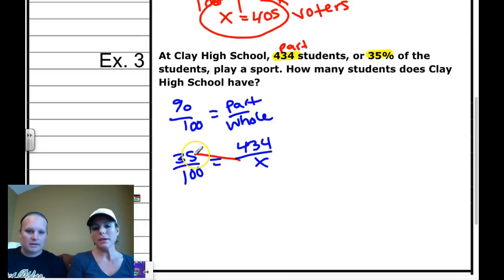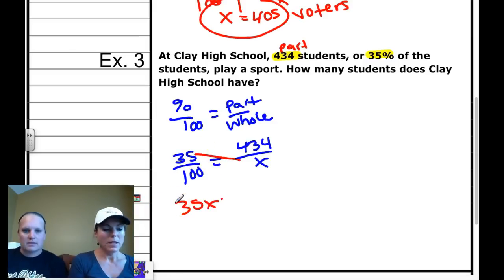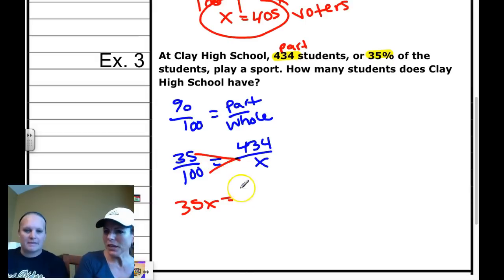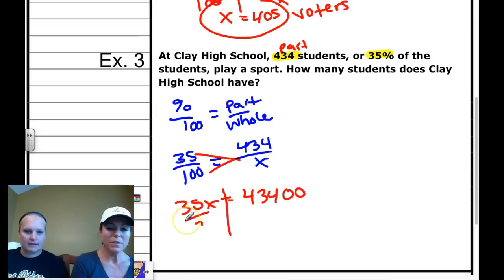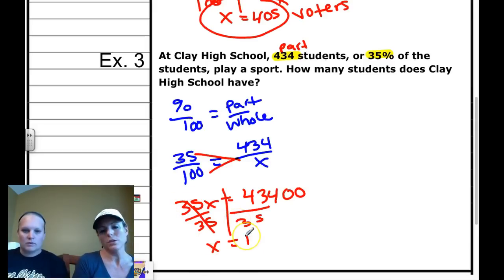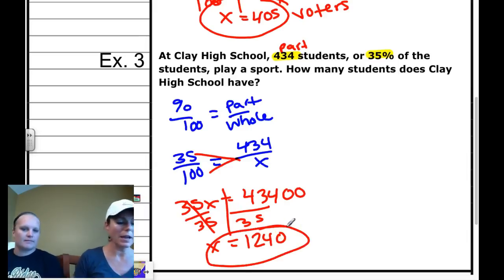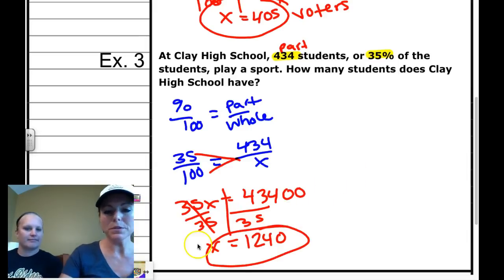Perfect. Cross multiply. All right, so we get 35x is equal to 434 and then we have two zeros. We shouldn't need a calculator here. Divide both sides by 35, and when we do that, we get x is equal to 1240. That is the total number of students that Clay High School has. Nice. We gave you two examples there.